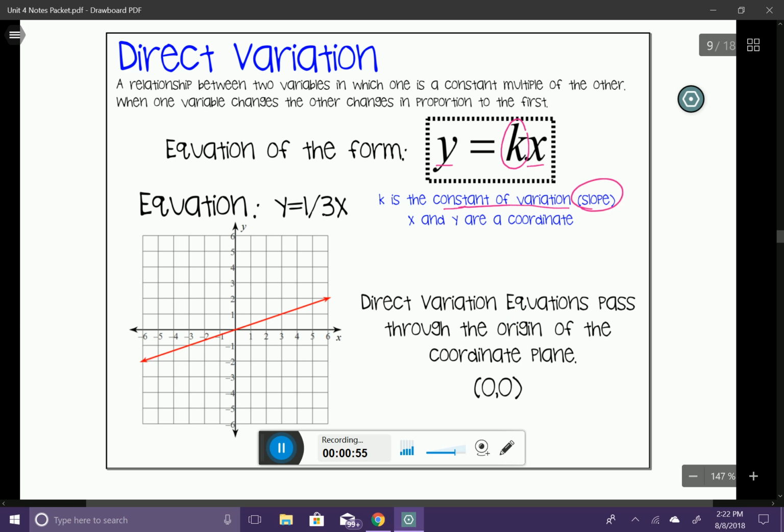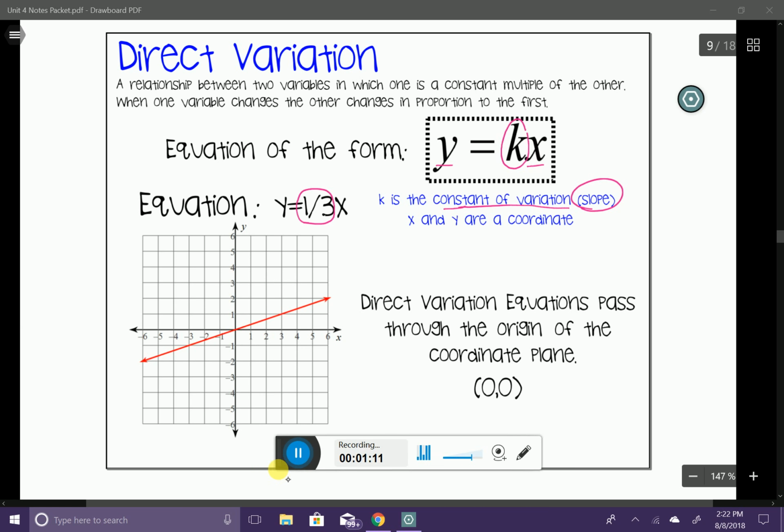Let's look at an equation here to the left and see what it looks like graphically. Here we have the equation y equals 1/3 x. So you can see we have the y and the x, and you can see that we have that constant of variation, or the slope of 1/3.